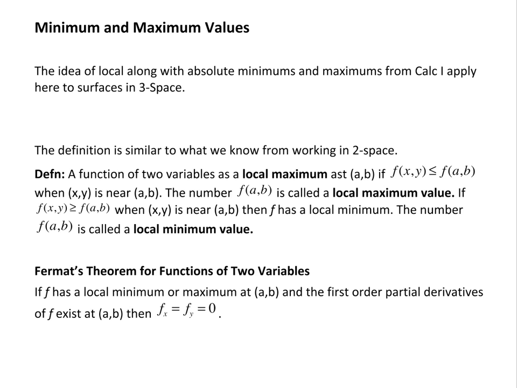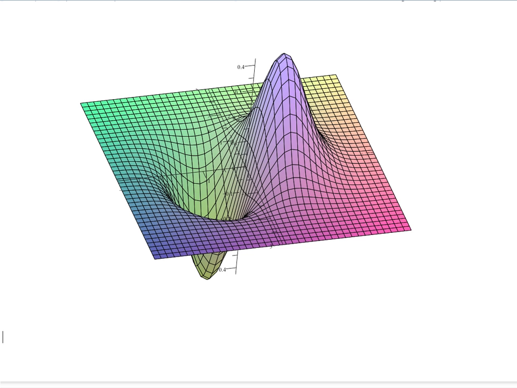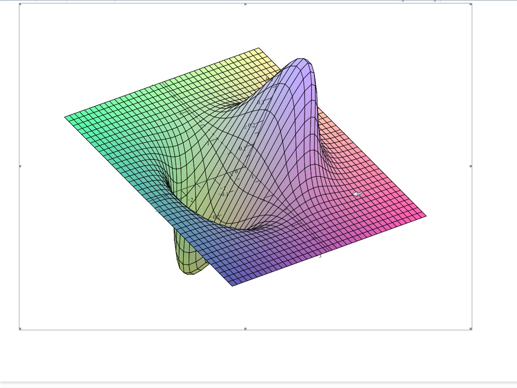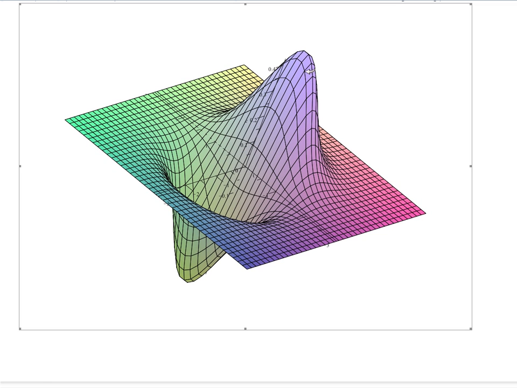The idea of local and absolute mins and maxes from Calc 1 applies here to surfaces in 3-space that we're working with now. It's really the exact same idea with a logical extension to 3-space. So, take a look at this function. Clearly, I have this mound. No matter how I spin it, this is the highest point in some region, some disk around (a, b). We think of this as f(a, b), where (a, b) are the x and y coordinates.